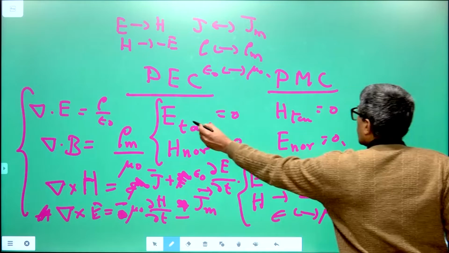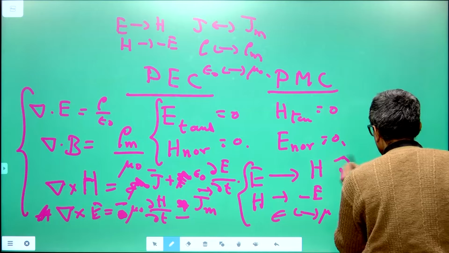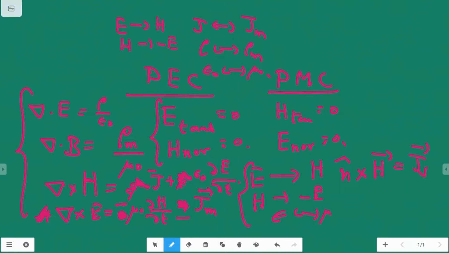In the case of a PEC, what boundary condition does the tangential component of the magnetic field satisfy? It satisfies n cross H, namely H tan is equal to Js, where Js is the surface current density. In the case of a perfect magnetic conductor, you will have n cross E is equal to minus Jm, minus J SM, where J SM is the surface magnetic current density. So, you can derive these equations very easily.